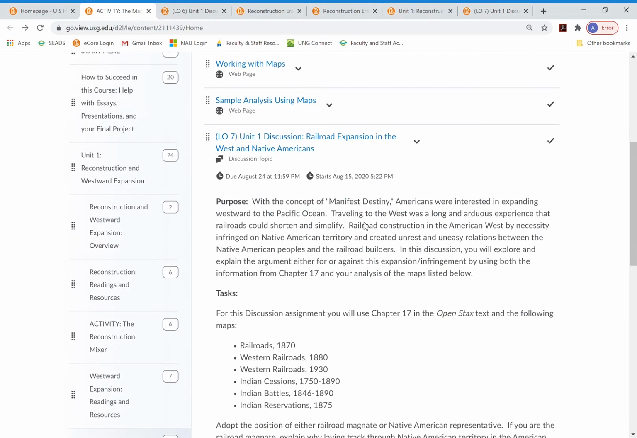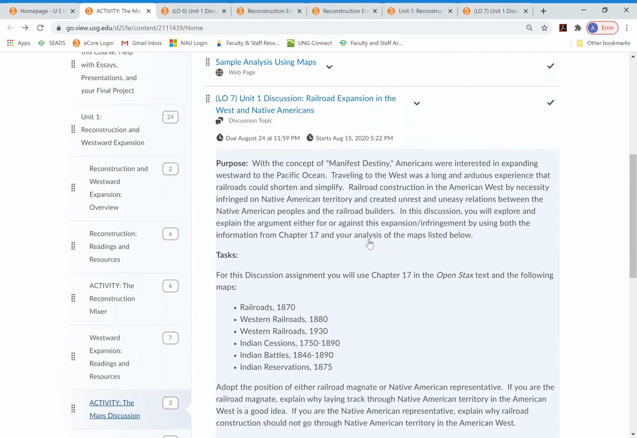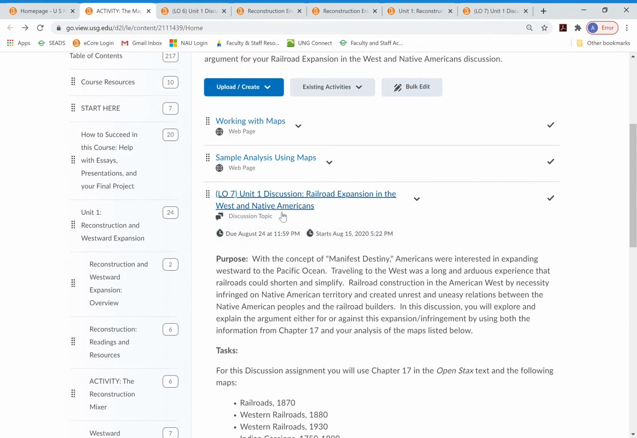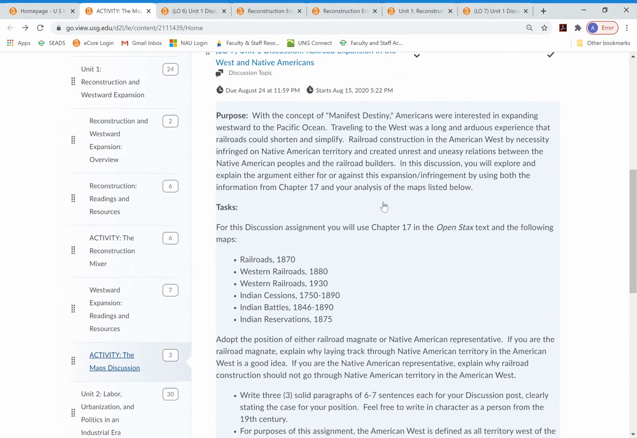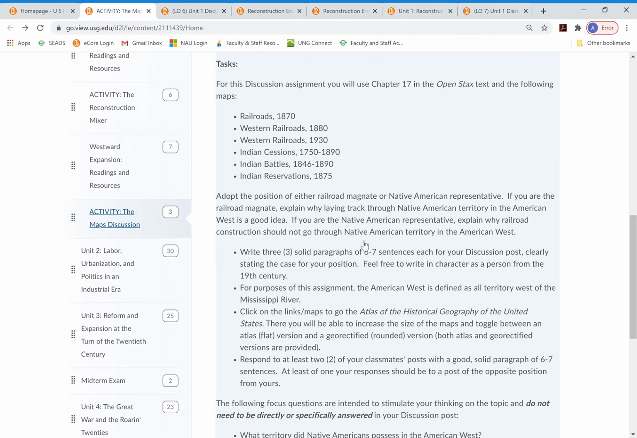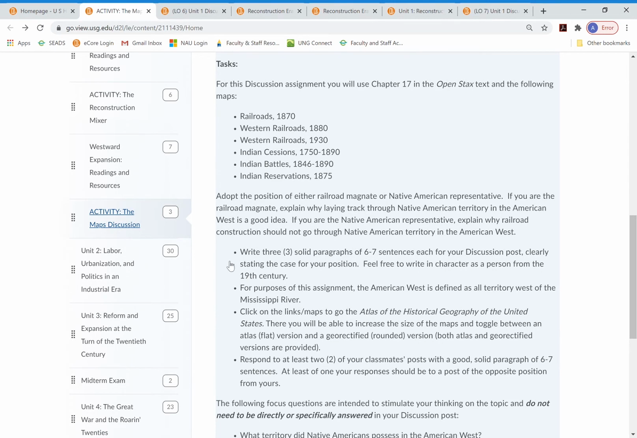Next up, we're going to have a little bit more of a straightforward assignment, and that is going to be another role-playing of the Unit 1 discussion for railroad expansion in the West and Native Americans. Go ahead and read through your instructions here, and then let's talk about the assignment itself.